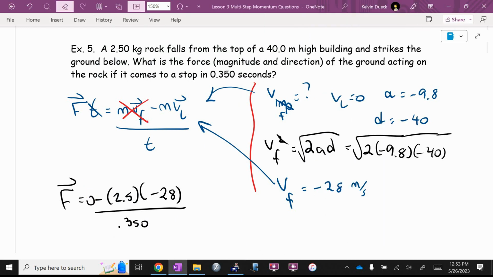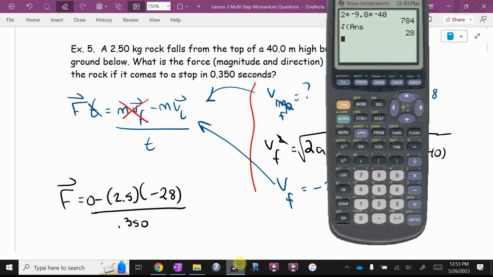Right, by the way, technically it's 0 minus 2.5. I just didn't bother writing the 0, but V final you pointed out was 0. So M V final would be 0. So it's going to be brackets around the top, negative 2.5 times negative 28, close bracket, divided by 0.35. What'd you get, Jackson? Sorry? Positive or negative, first of all? Trust your calculator. What does it say? Positive, which means the force is which direction?